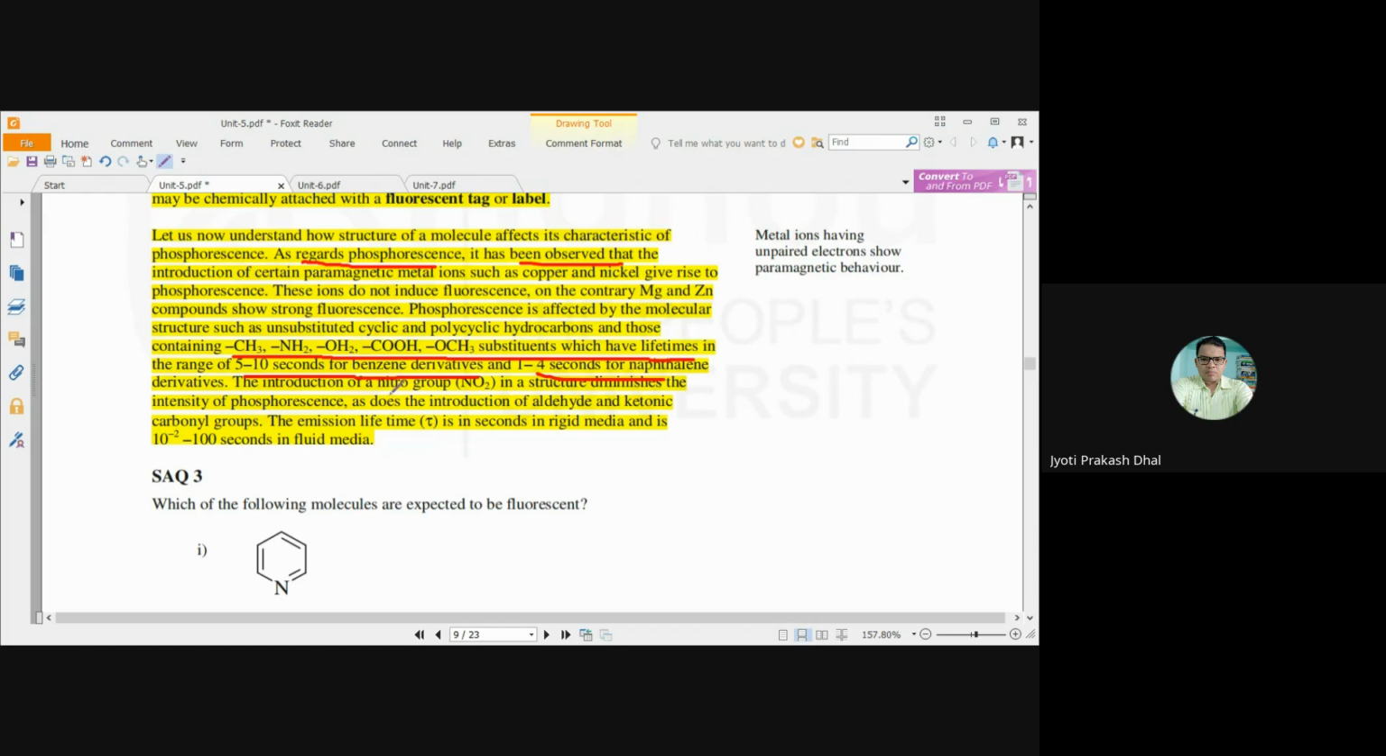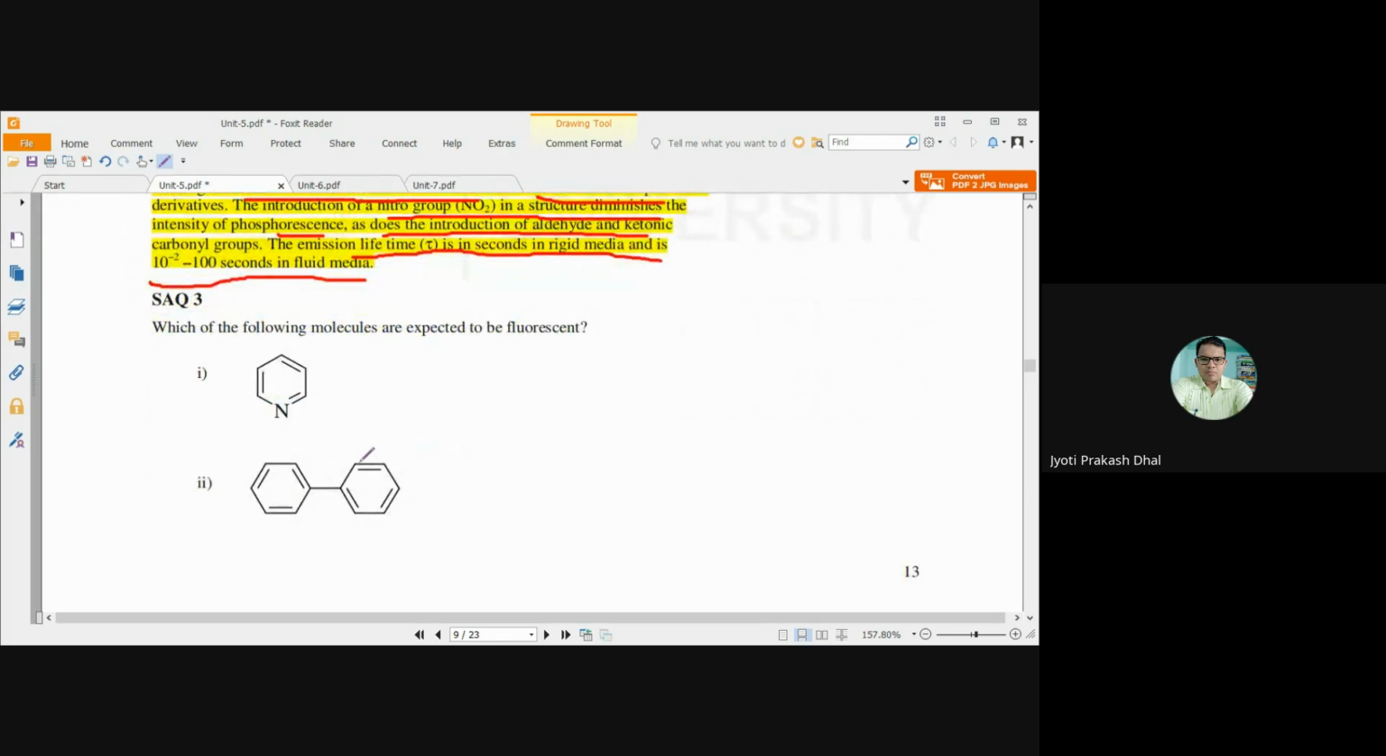The introduction of nitro groups in a structure diminishes the intensity of phosphorescence, as does the introduction of aldehyde and ketonic groups. Just like aldehyde and ketonic groups, the introduction of a nitro group will diminish the intensity of phosphorescence. The emission lifetime tau is in seconds in rigid media, and around 10 to the power minus 2 to 100 seconds in a fluid media.